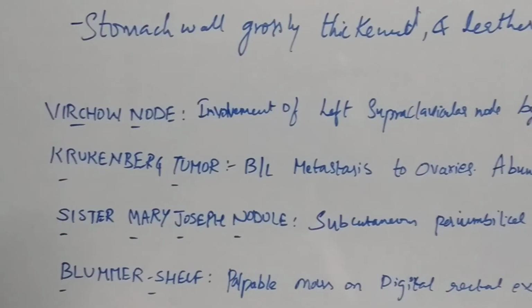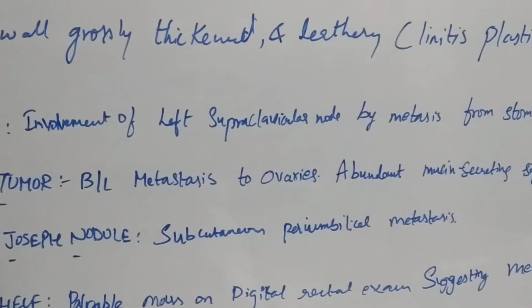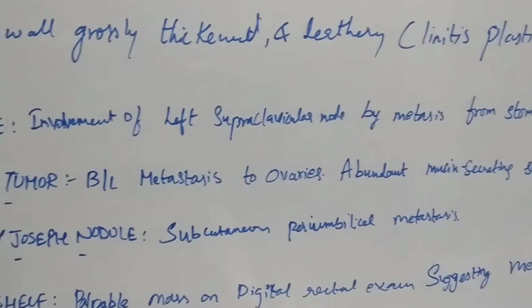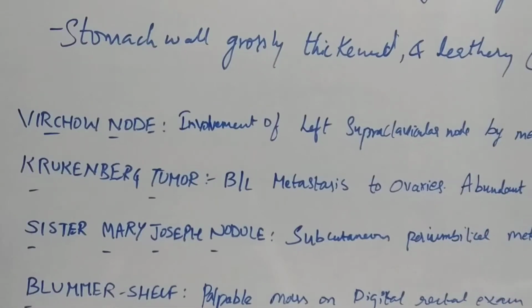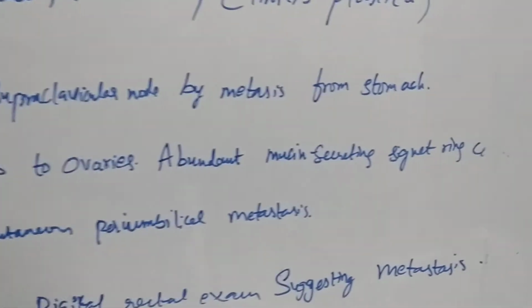Then what is Krukenberg tumor? Bilateral metastasis to the ovaries. That is, the ovaries are affected bilaterally. In this, abundant mucin secreting signet ring cells are there.